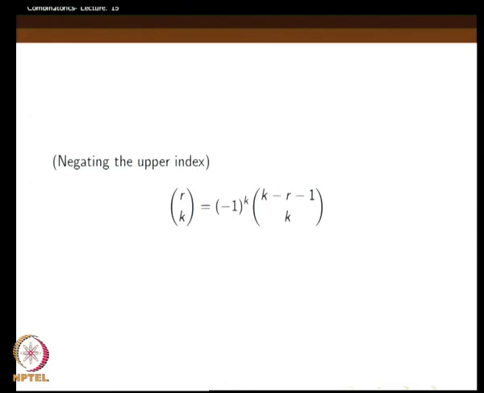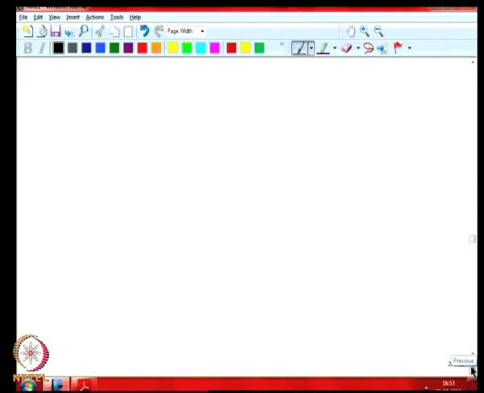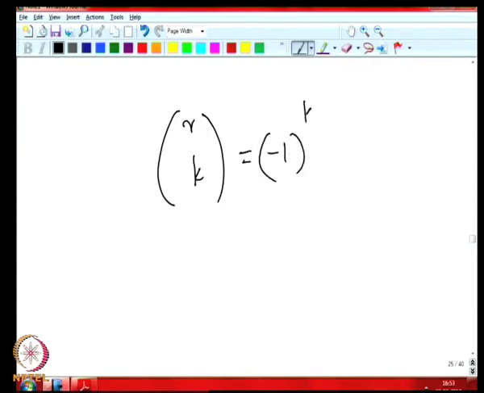r choose k is equal to minus 1 raised to k, times k minus r minus 1 choose k. You can guess this formula if you stare at the Pascal triangle for some time.